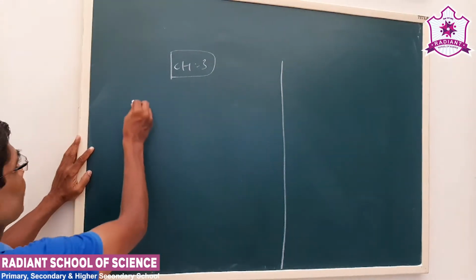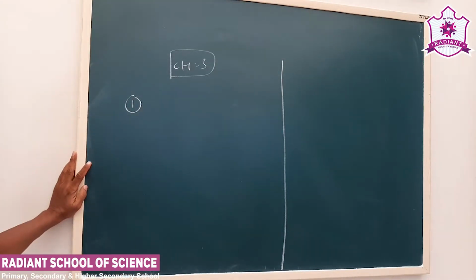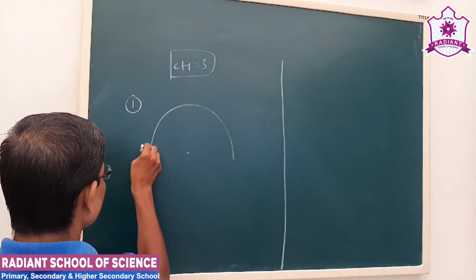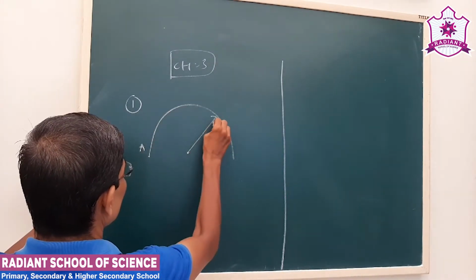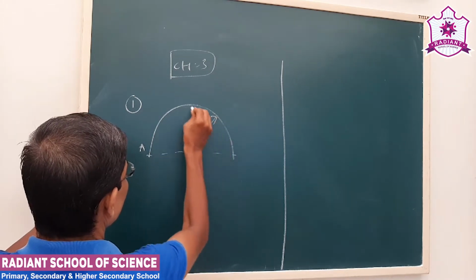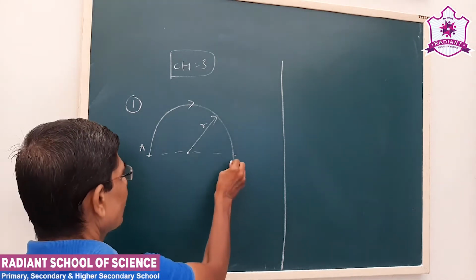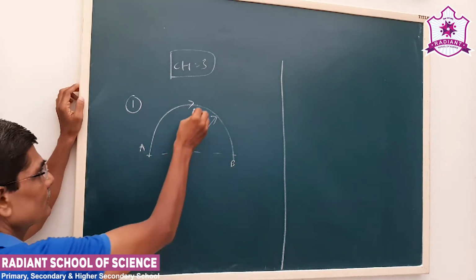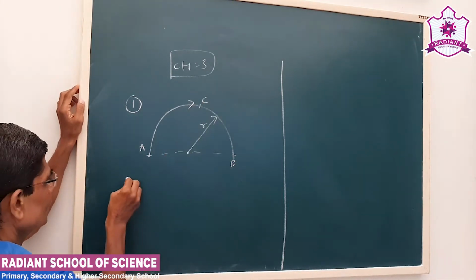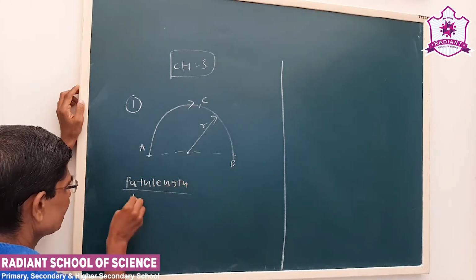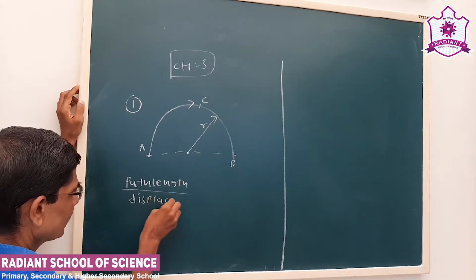Now let us see the first MCQ we are going to discuss. A particle moves from A to B on a semicircular path like this. Calculate the ratio of the path length to displacement. The ratio of path length to displacement is what we have to obtain.